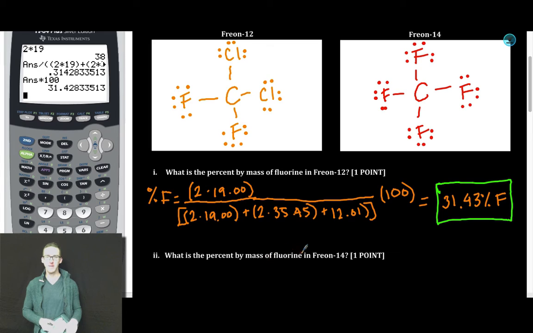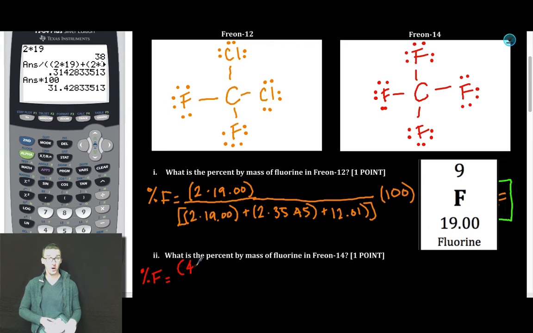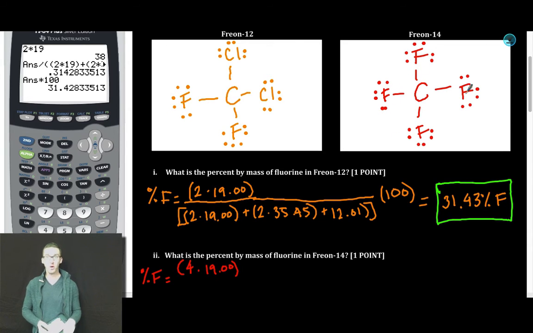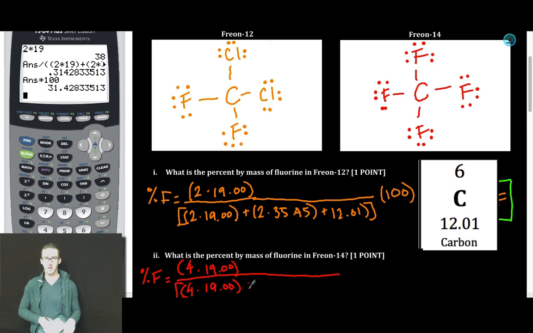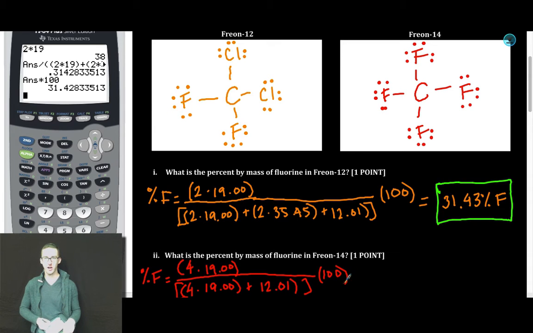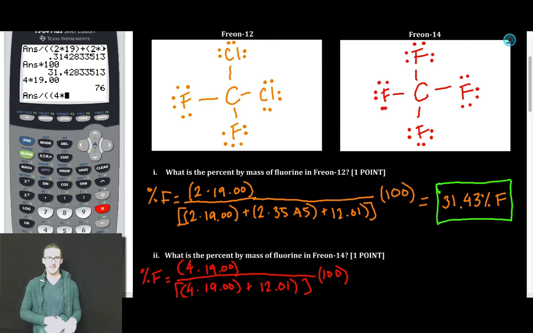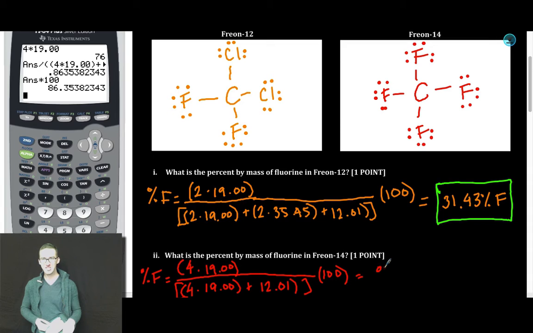Subpart II. What is the percent by mass of fluorine in Freon 14? Similar calculation. Part fluorine, 4 times 19.00. Now we have 4 fluorines over our 4 fluorines plus the mass of that carbon. All of that times 100. Calculator. 4 times 19.00. Answer. Divided by parentheses, 4 times 19.00, close parentheses, plus 12.01, close parentheses, times 100. Answer.